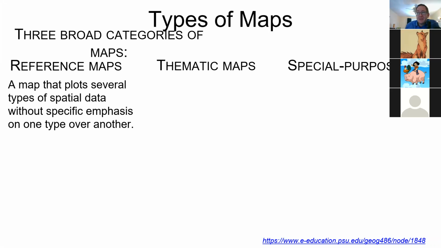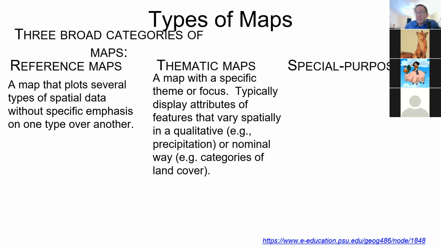So a referential map shows several types of spatial data without an emphasis of one over the other. The generic vanilla, the manila envelope of maps, right? If I just want to show a map of Ottawa, this is what it looks like. A thematic map is I want to emphasize particular attributes. So, categories of land cover, for example, if I want to show what the elevation is around Ottawa, if I want to see the amount of green space in Ottawa, for example. I don't know what exactly they're doing, but there's a theme, there's a purpose to the map. I don't know how you're exploring it, but there's a purpose to it.